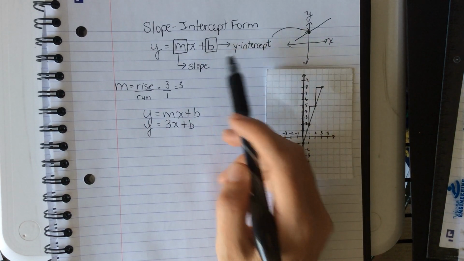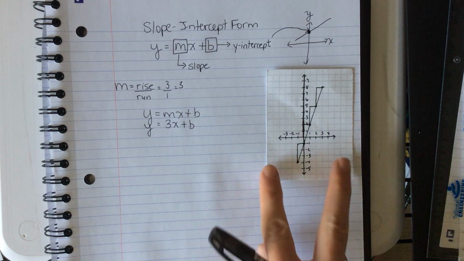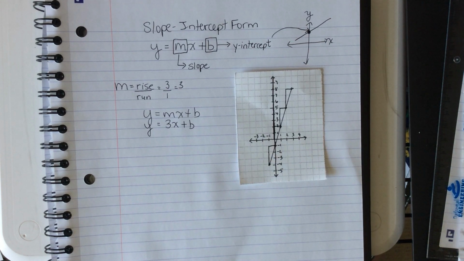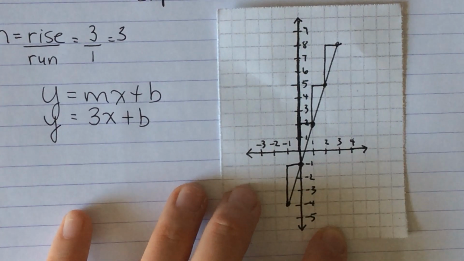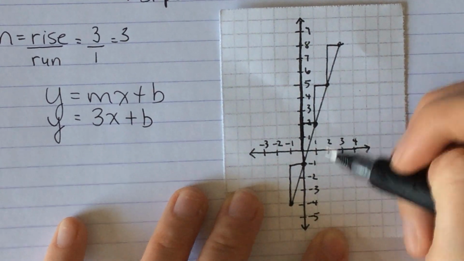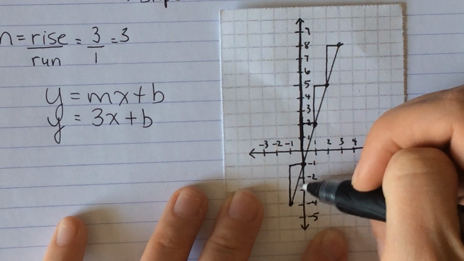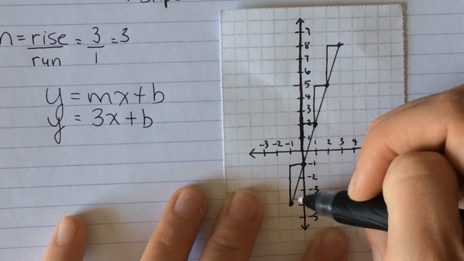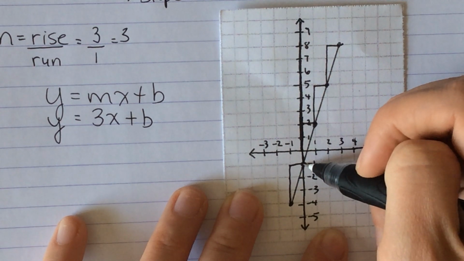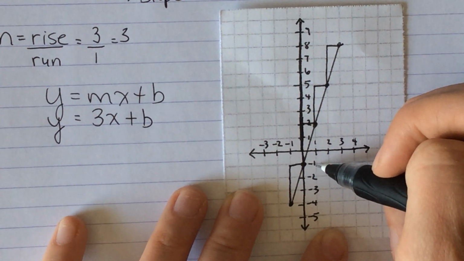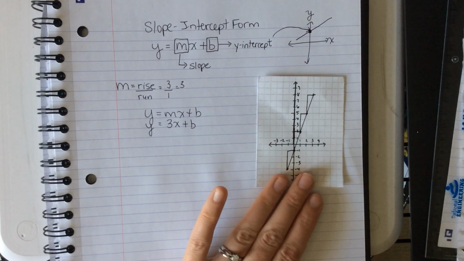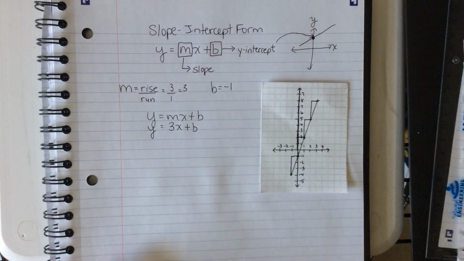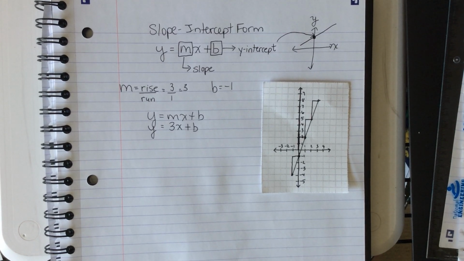Remember, b is our y-intercept. Looking at this graph, it's quite easy to see where the y-intercept is. It's the point where the line crosses over the y-axis. That point is right here. Here's my line going from left to right, and it crosses my y-axis at -1. So we know that my value for b is just -1. There's nothing I need to calculate there. I can just look at it and see that that's where it crosses.